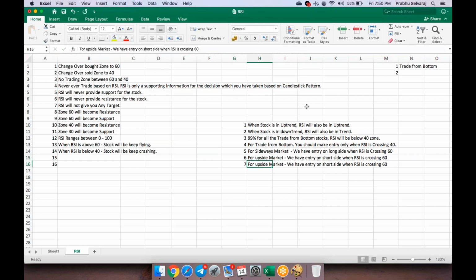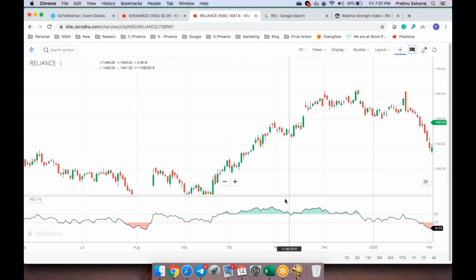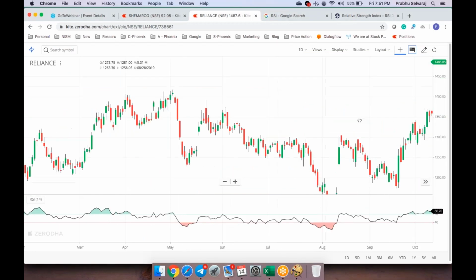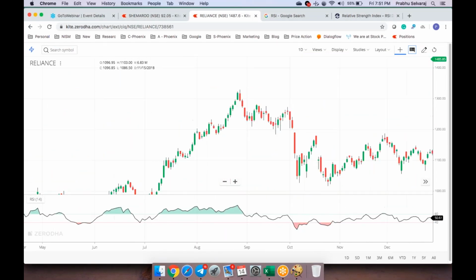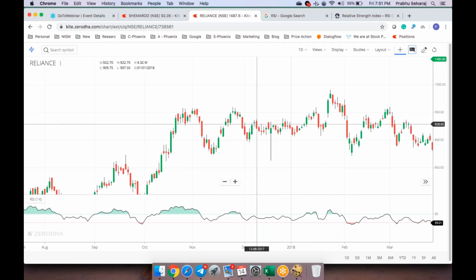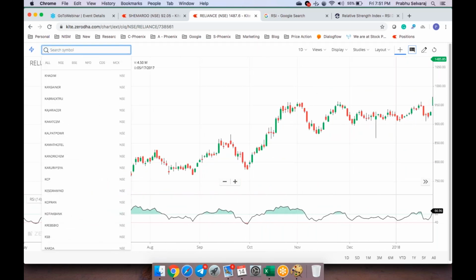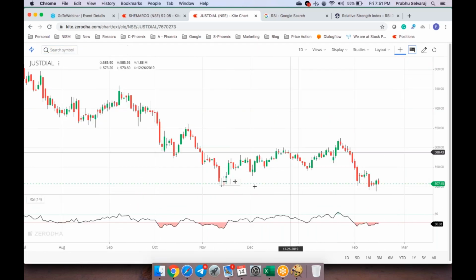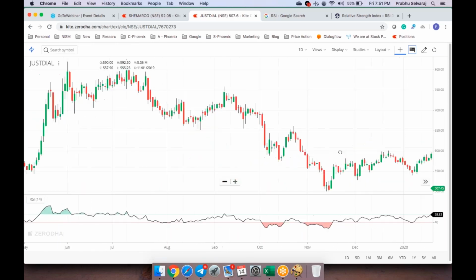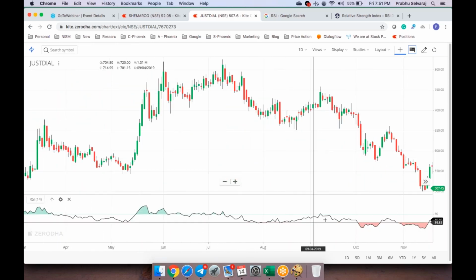Similarly, for a sideways market, we have an entry on the shorting side when the RSI is crossing 40. In the same way, when the market is in sideways movement, RSI would be between 40 and 60. Now we don't see any downside movement in Reliance. When the RSI is on sideways movement, you can make a shorting opportunity only when the RSI is crossing 40.